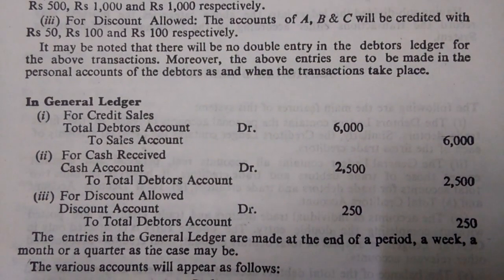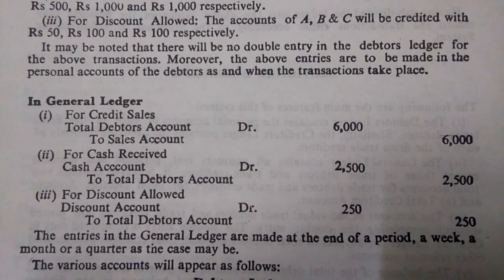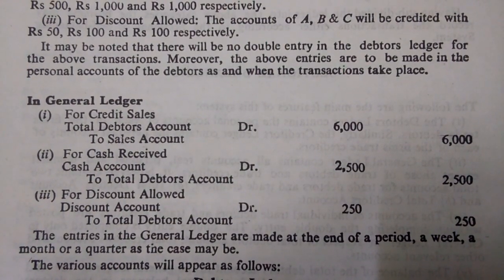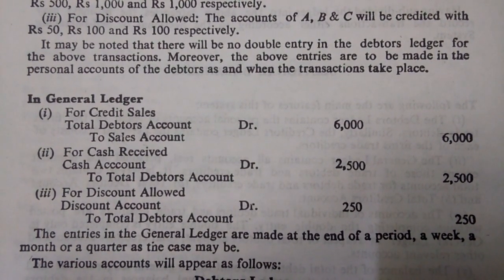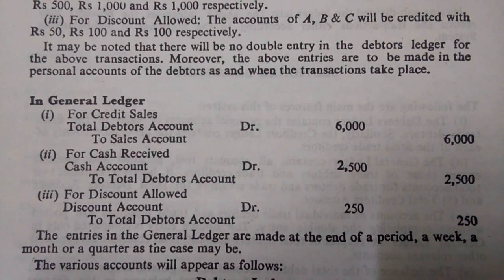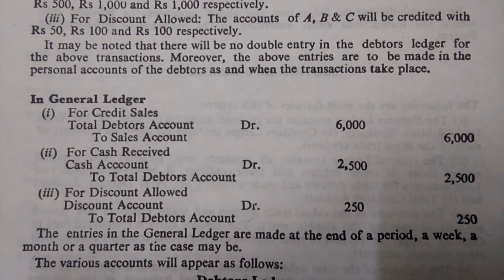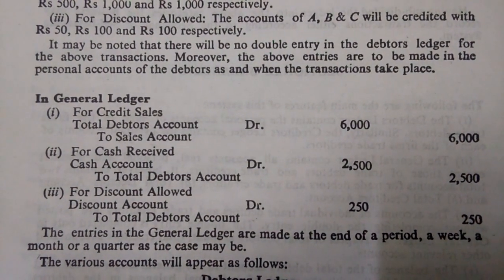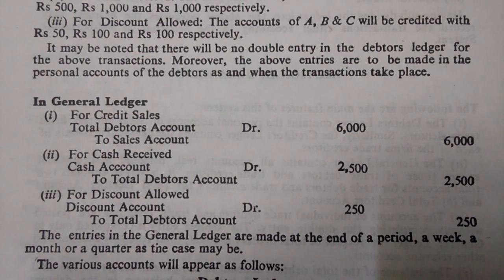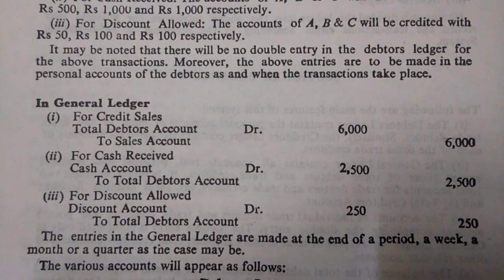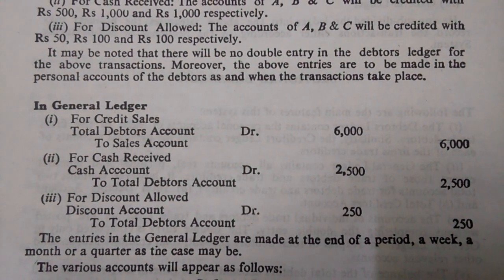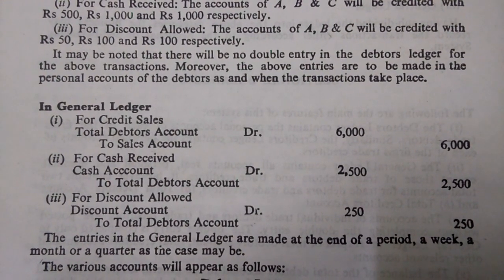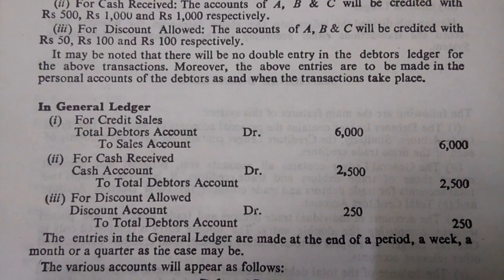In the general ledger, posting is done with the double entry system. For credit sales, total debtors account debit to sales account 6000 rupees. For cash received, cash account debit to total debtors account 2500. And finally for discount allowed, discount account debit to total debtors account 250 rupees. The entries in the general ledger are made at the end of a period, a week, a month, a quarter, as the case may be.